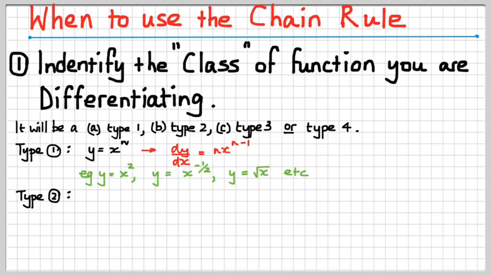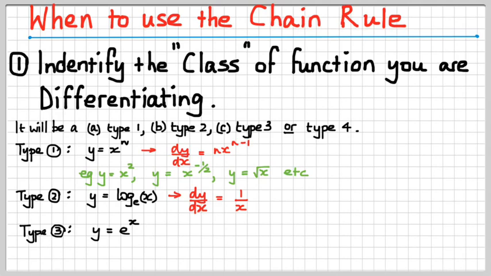Now type 2 is, we're getting into the transcendental functions now, as they're called. That's y equals log x, and the derivative for that one is 1 over x. Type 3 is e to the x. That one's a very neat little function because the derivative of that is just itself. Yes, it's e to the x. That's why it's such a very special little function. The gradient at any point is the same as the y value of that point. How extraordinary is that?